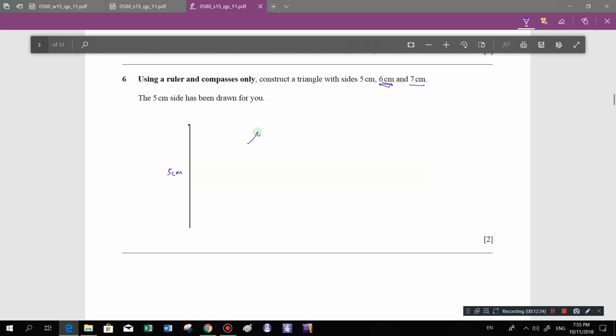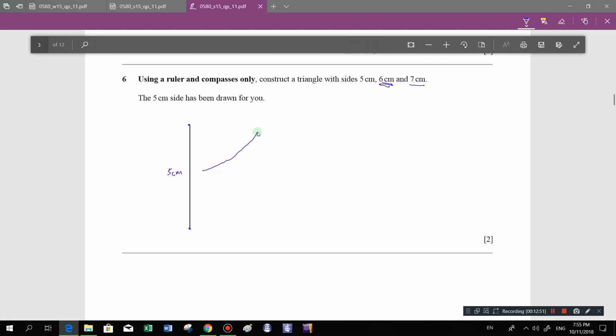Let's say the arc is this. Okay. Now then after that, for 7 cm you measure again, and then you use the needle part and poke here. You do another.